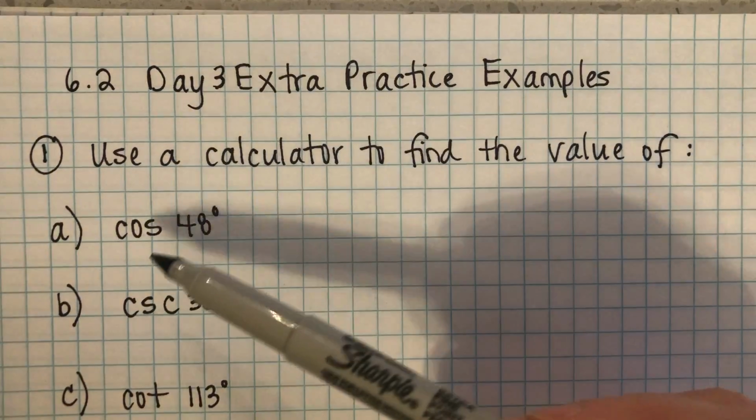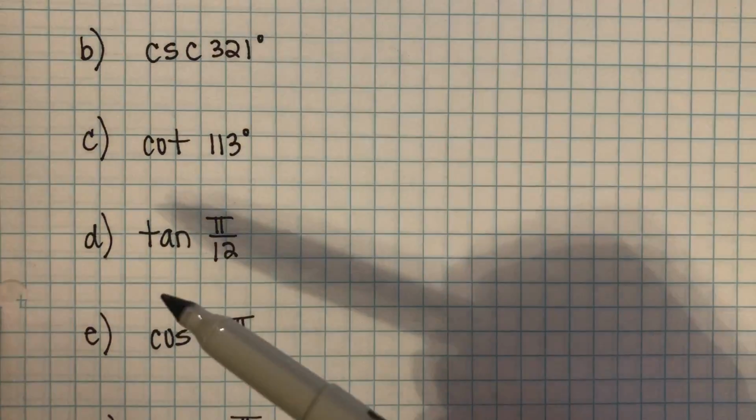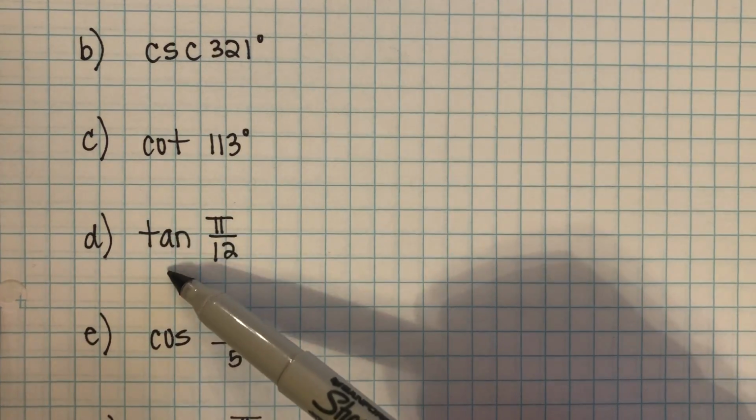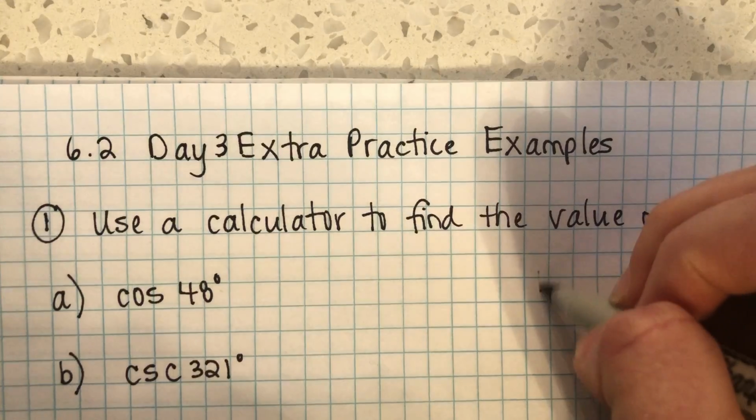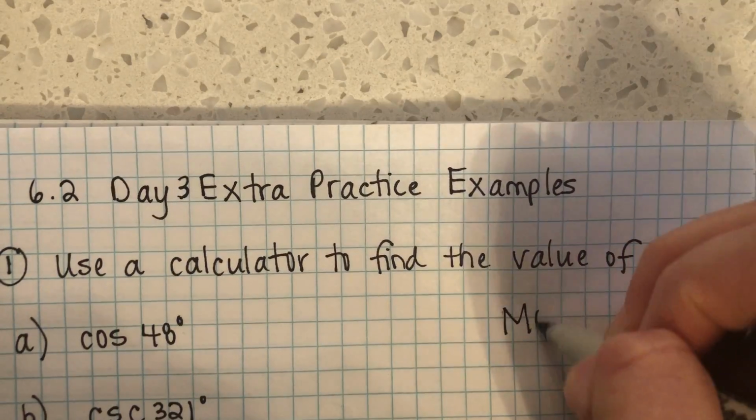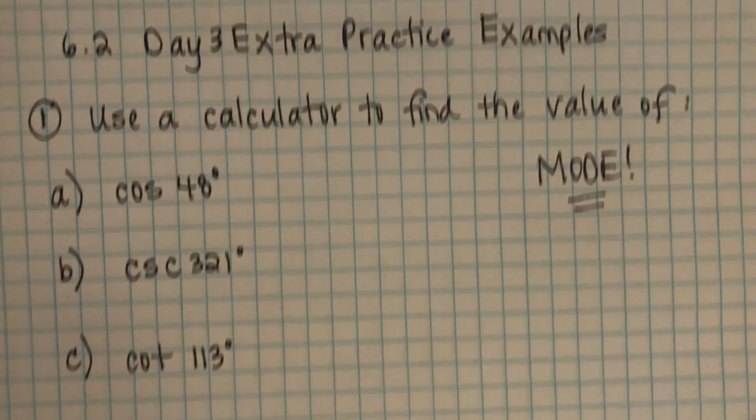So they can ask you to find the cosine of an angle that's in degrees, but they can also ask you to find the tangent or the cosine or sine of an angle that's in radians. So the mode that you have your calculator in is going to matter. You got to watch that. So let me show you what you can do.